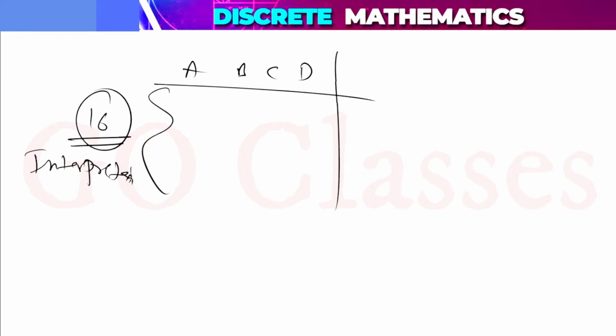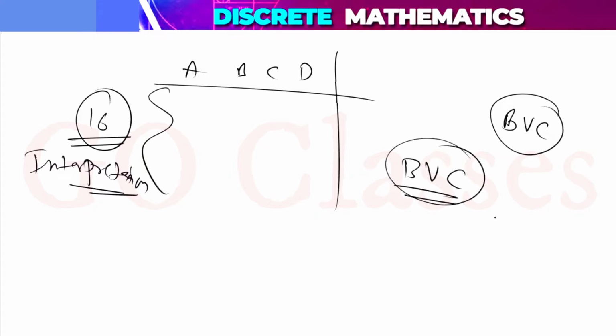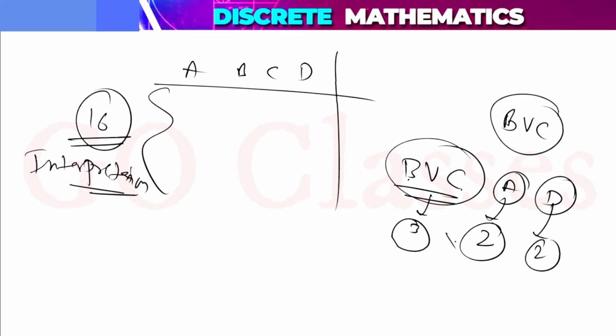Out of these 16 interpretations, for how many will the formula B or C become true? Let's find out. B or C will become true in three cases: when either B is true, or C is true, or both are true. And A and D are don't care, we don't care about their value. So we have two possible values for each. Finally, total 12 interpretations, total 12 models will be there. This is how you can find it.